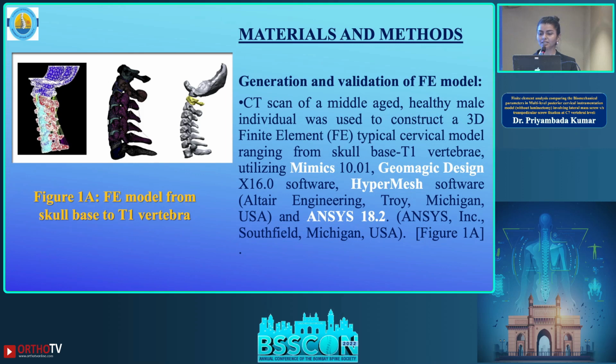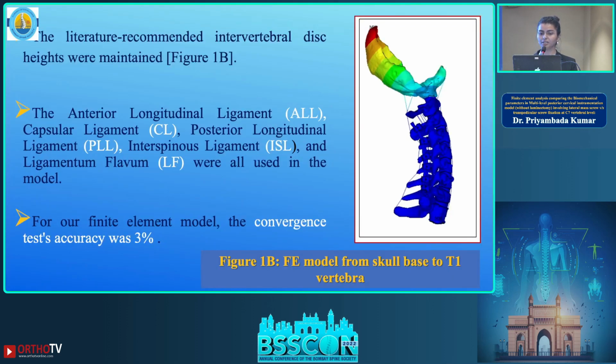A CT scan of a middle-aged healthy male individual was utilized to create a 3D finite element model ranging from the skull base to T1 vertebra using Mimics software, Geomagic design, HyperMesh, and Ansys software. The literature-recommended intervertebral disc heights were maintained. The ALL, PLL, capsular ligament, interspinous ligament, and ligamentum flavum were used for our model, and the convergence test accuracy was 3%.